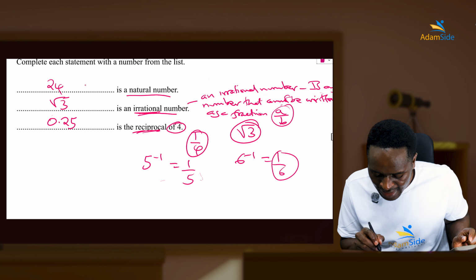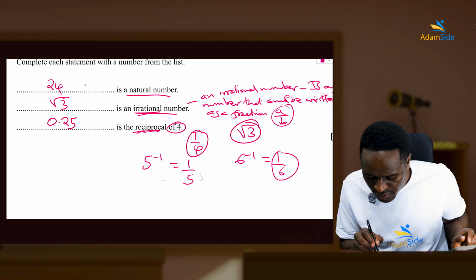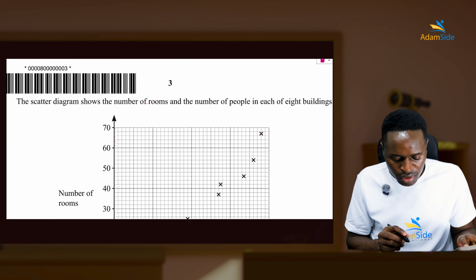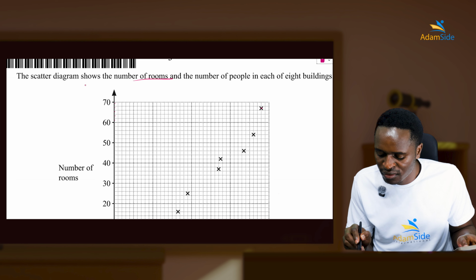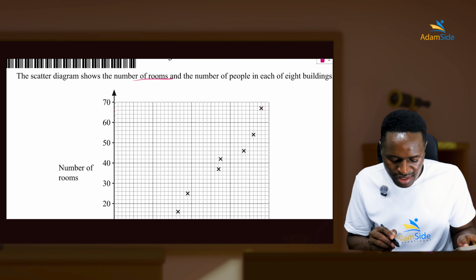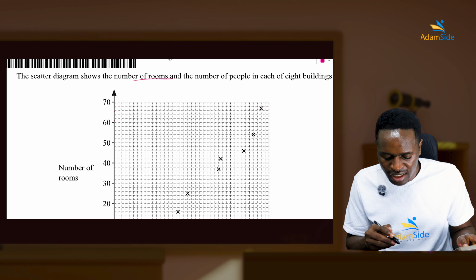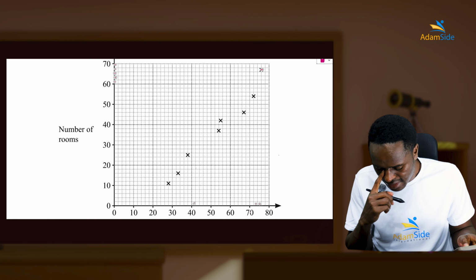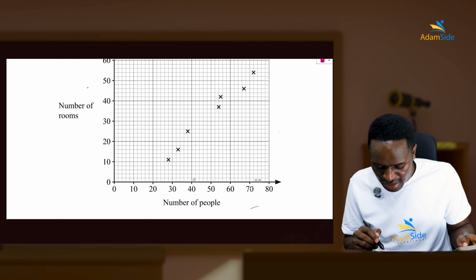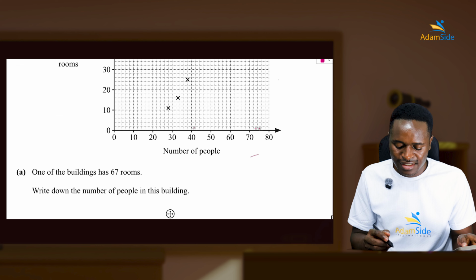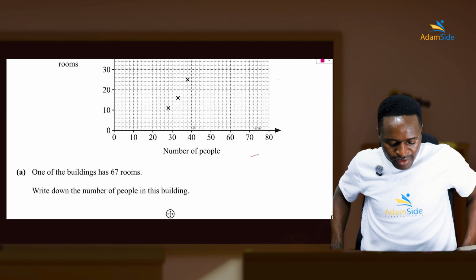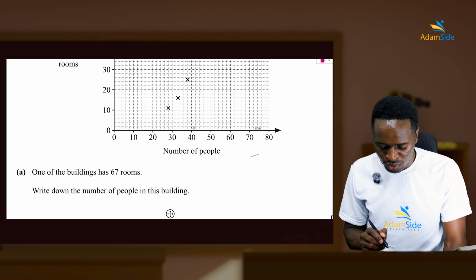If you take a number times its reciprocal, you get 1. Question number 4: the scatter diagram shows the number of rooms and the number of people in each of 8 buildings. We have number of rooms on the y-axis and number of people on the x-axis. One of the buildings has 67 rooms. Write down the number of people in this building.